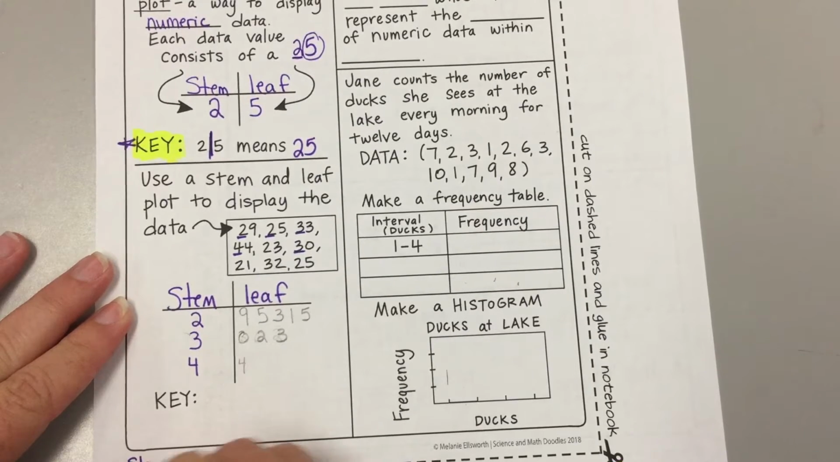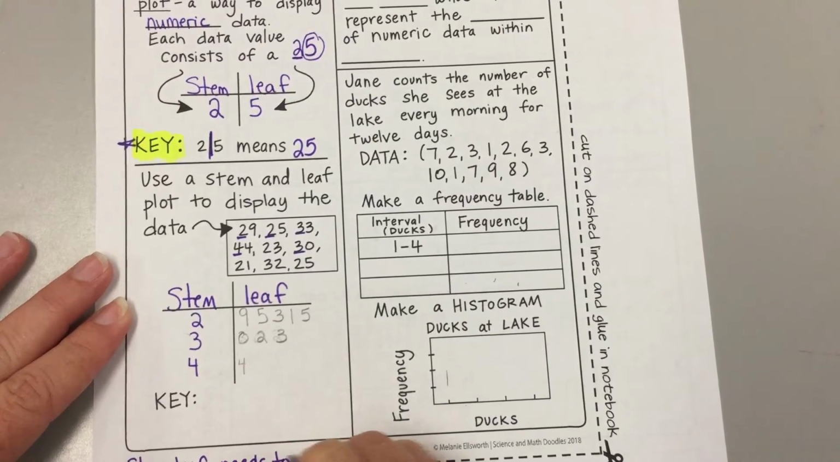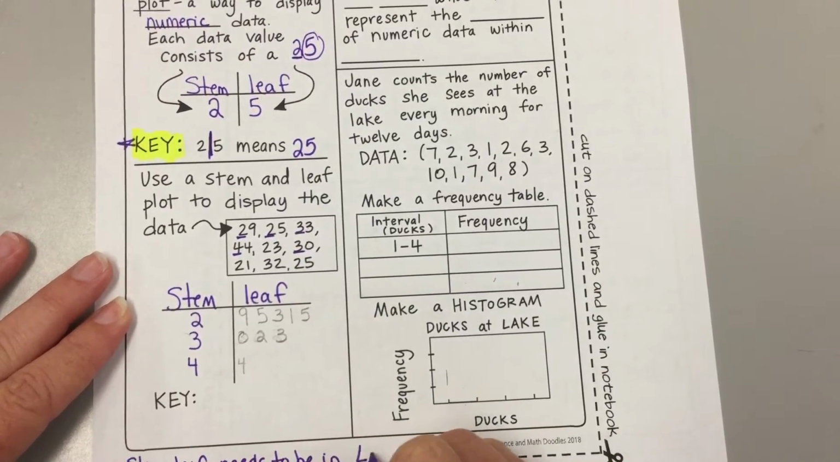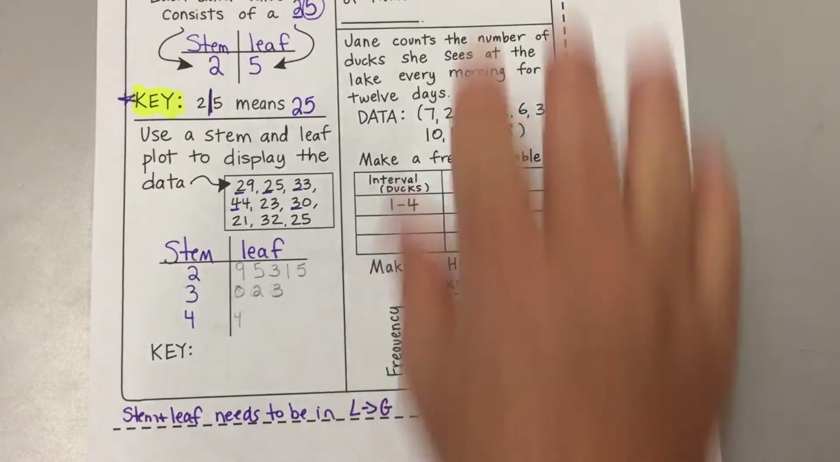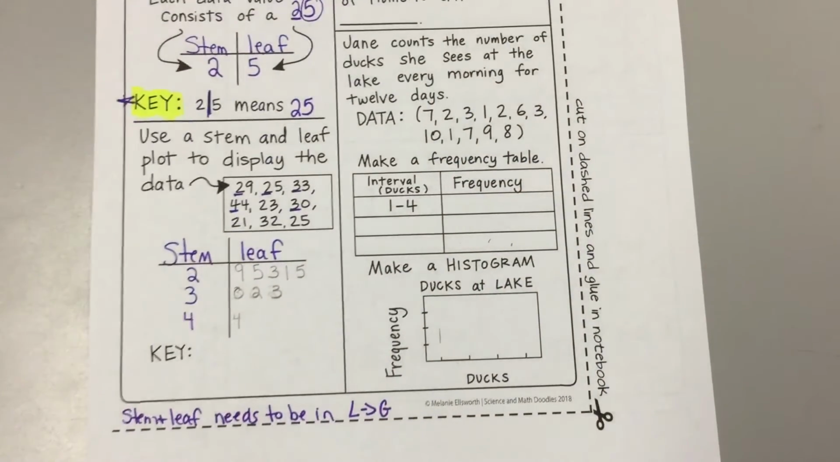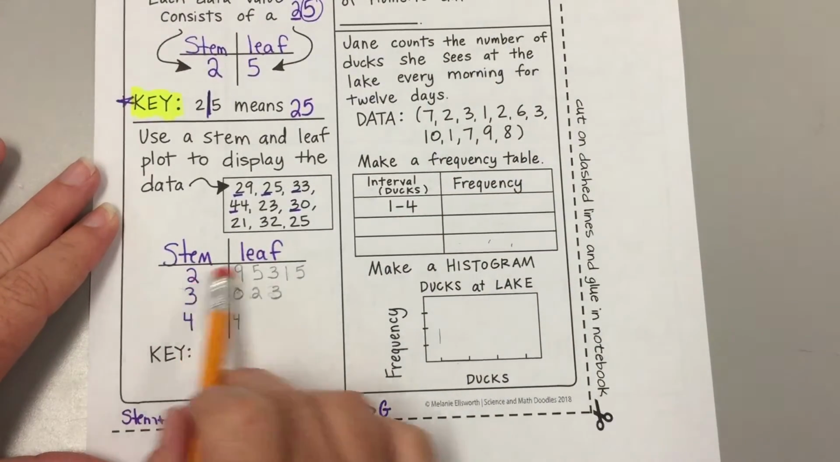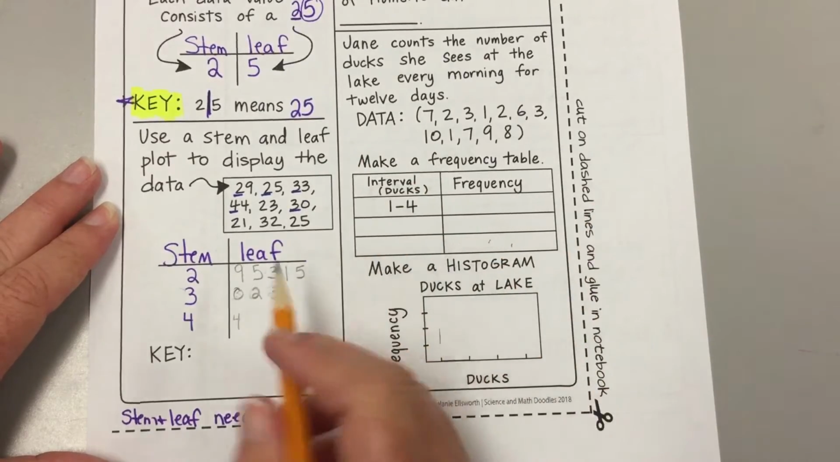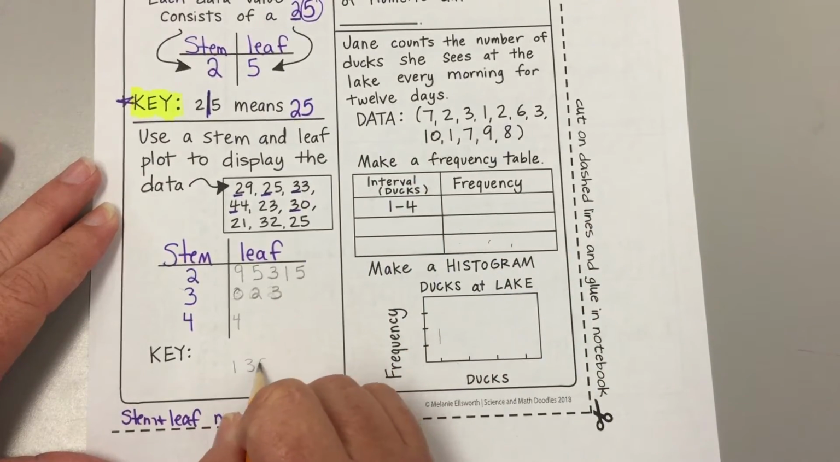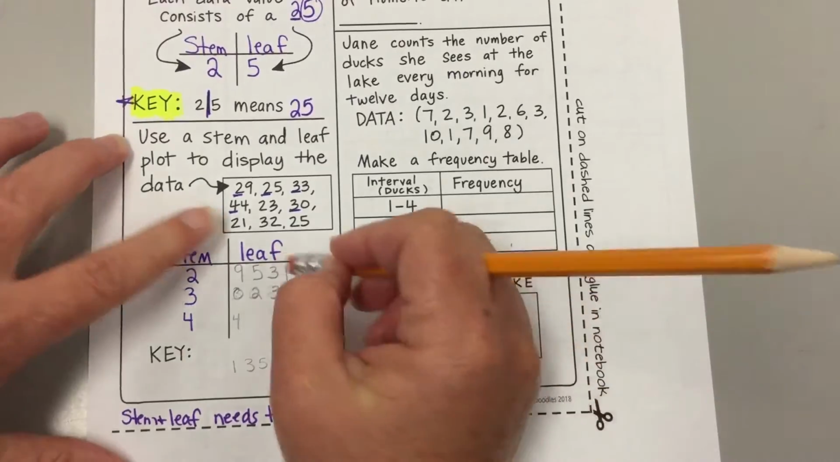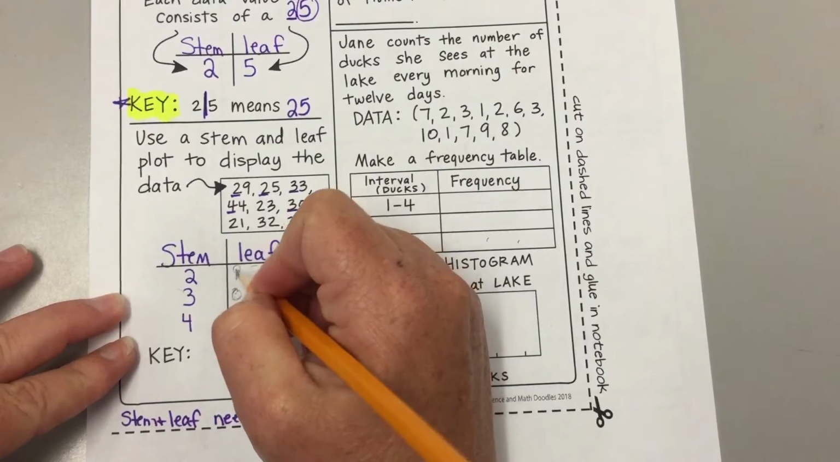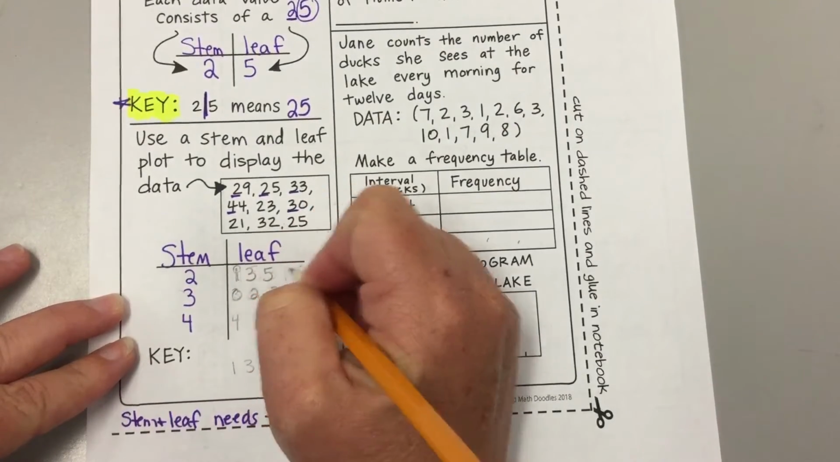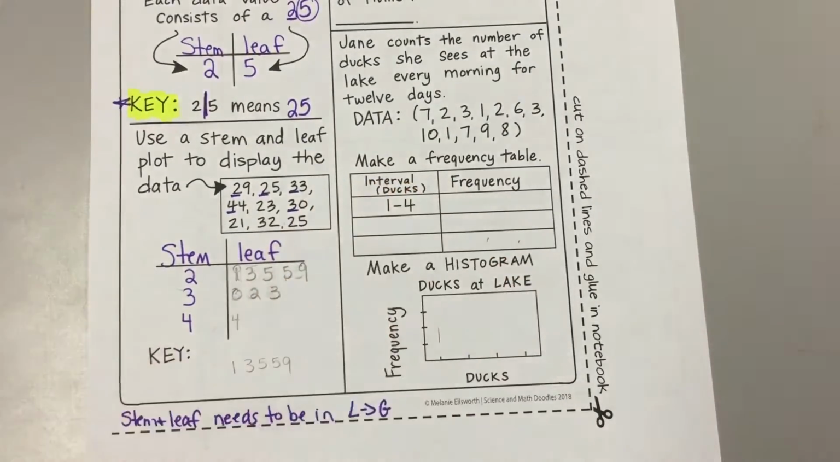Stem and leaf needs to be in least to greatest. So I'm going to write that down because I know I need to remember that. That's very, very important. All right, so I'm going to come up here to my stem, my 2s. And I think I'm gonna have to do 1, 3, 5, 5, 9. So I erase this. And I'm gonna do 1, 3, 5, 5, 9.